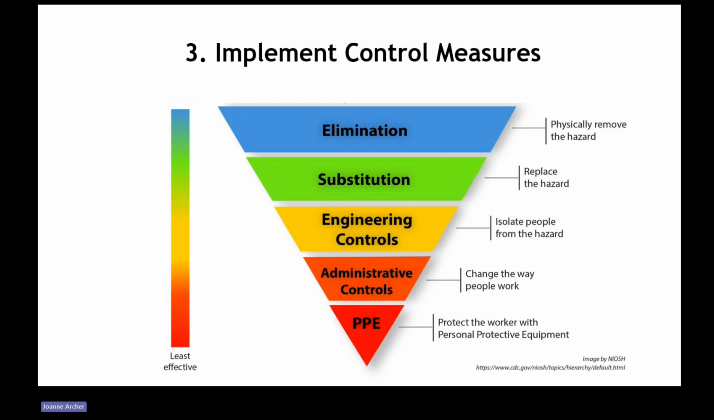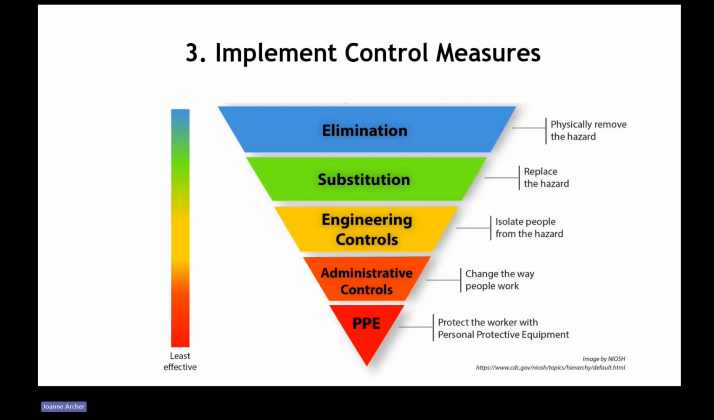Substitution. If we can't eliminate it, can we replace it with something safer? Instead of using a chemical with dangerous fumes, can we use a water-based alternative? Engineering controls. Can we physically separate people from a hazard? This includes machine guards, ventilation systems, or soundproofing.